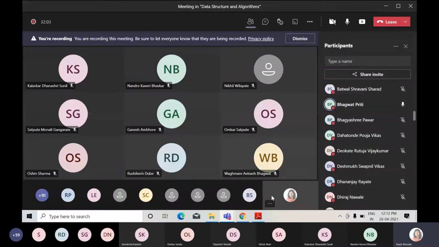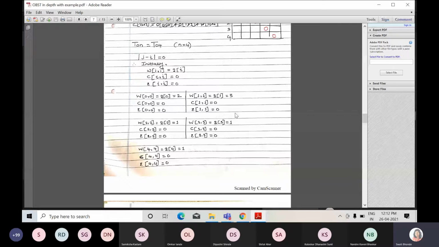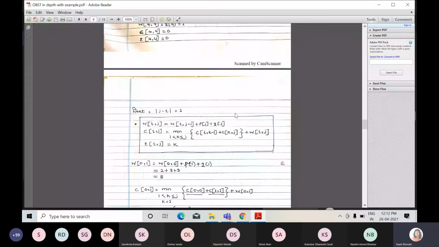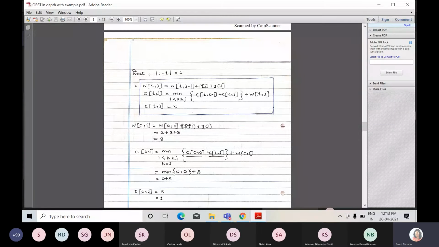Okay. Now the main and very important thing. Now what do we need to do? Initially this J minus I difference was 0. So when this difference was 0, how did we take this value? W of I we directly took from the Q array of unsuccessful search. Now that is not the thing. Now the difference of J and I is 1.